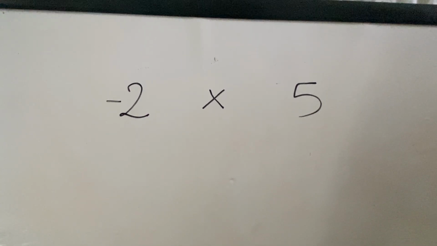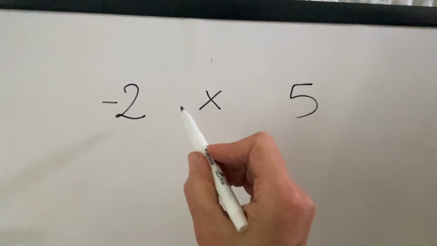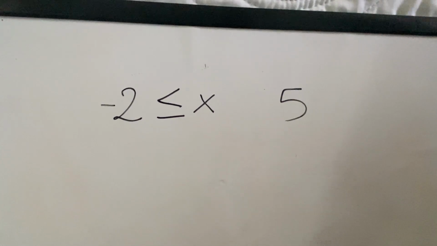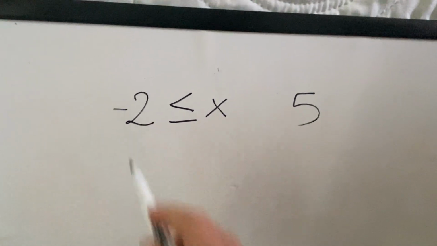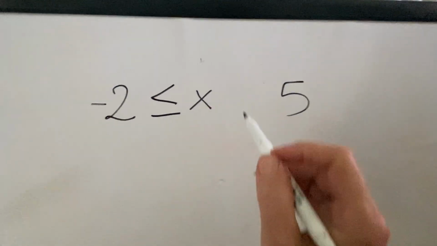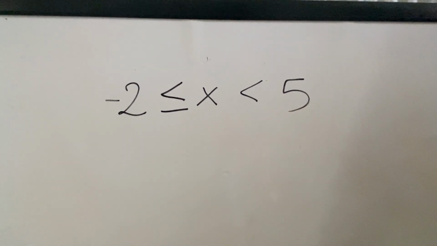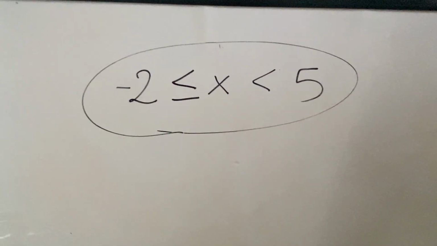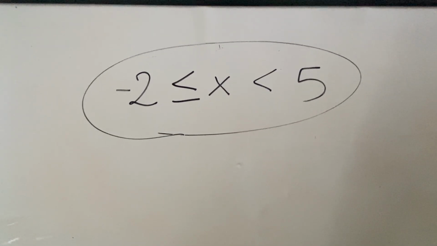And it says that these numbers are going to be greater than, so our x is going to be greater than or equal to negative 2, and less than, x is going to be less than 5. So this is what your conjunction would look like based on the information that they give you in letter D.